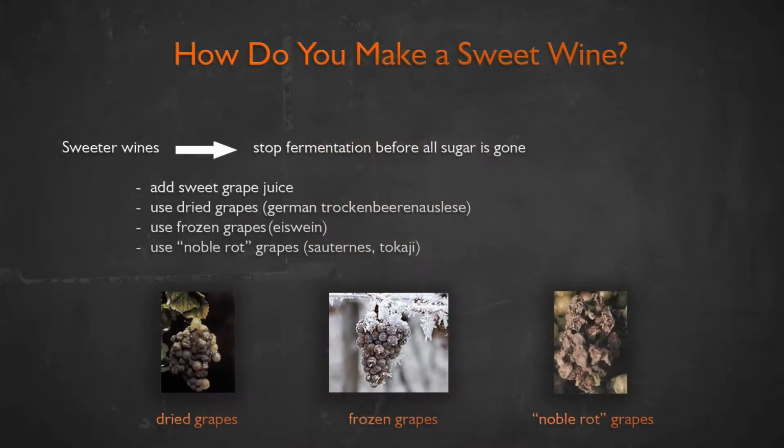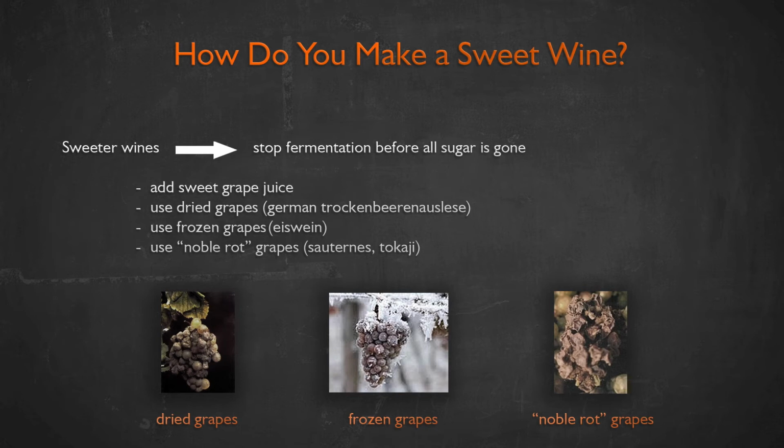One way is to simply use sweeter grapes. And there are a number of different ways that you can obtain sweeter grapes. One of them is to just let them sit and dry on the vine and let the sugar content increase. Another way is to wait until it gets cold outside, and the sugar content also increases. And that's what's used for ice wines in Germany, for example.